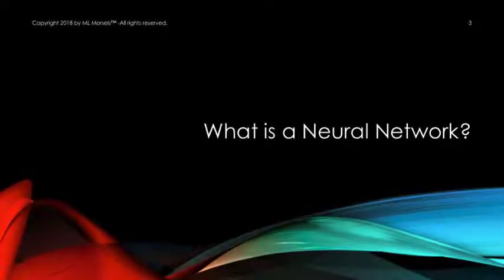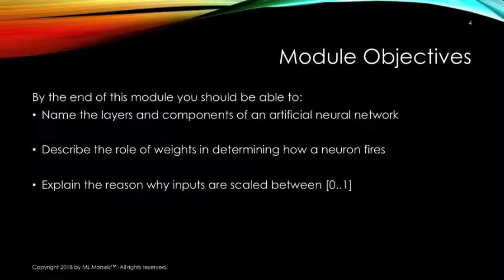In this video, we're going to answer the question, what is a neural network? By the end of this video, you should be able to name the layers and components of an artificial neural network and state their function, describe the role of weights in determining how an artificial neuron fires, and explain why inputs to a neuron are scaled between 0 and 1.